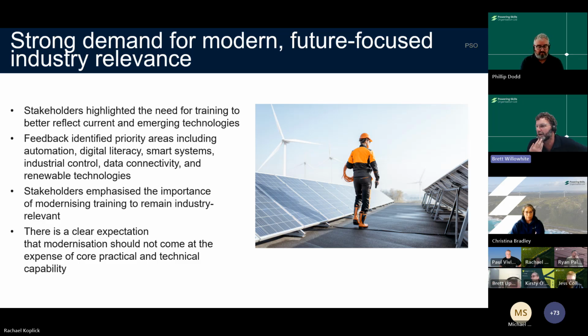So our task at PSO is to strike the right balance and provide training products that are modern, flexible and future-focused, but still technically robust, safety-focused and suitable for licensing and regulatory environments where applicable. So that's our focus at the moment, those areas.